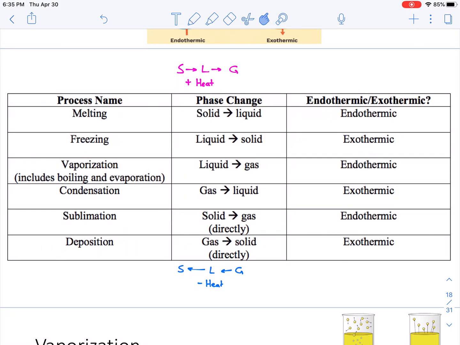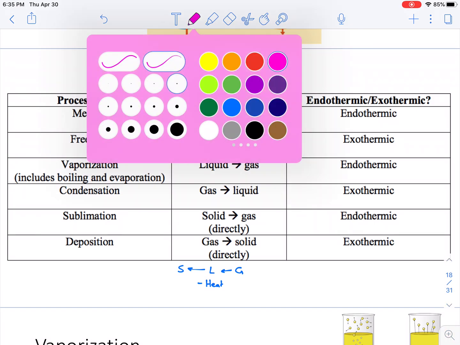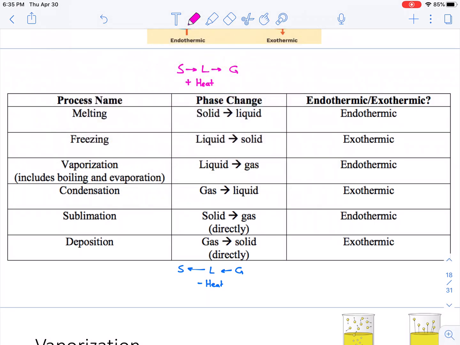So we have terms for that. You'll notice that melting and vaporization and sublimation, all of these are what I've just labeled in pink, right? They all go solid to liquid to gas. They're all going kind of right on that spectrum that I've just drawn. And you'll notice that they're all also endothermic. And conversely, you'll notice that the other ones, freezing and condensation and deposition, we would all define those as exothermic.